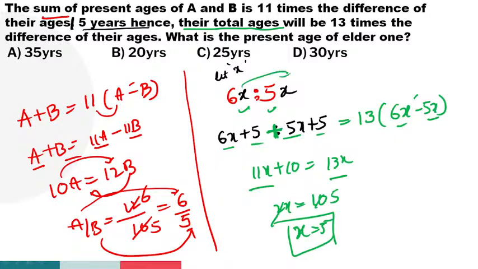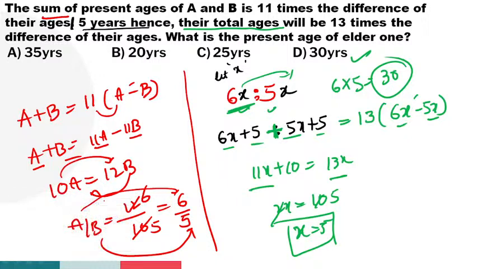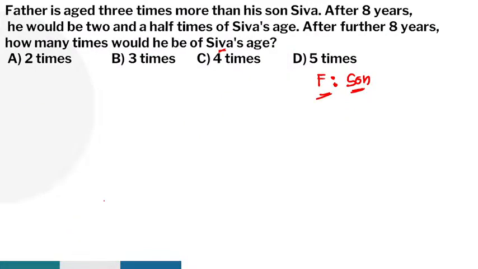So find out the elder one. Elder one is how many parts? 6 parts. X value ఎంత? 5 years. 6 5s ఎంత? 30. That's why option D is the right answer guys. Clear ఇప్పుడు? Right. And move on to next one guys.